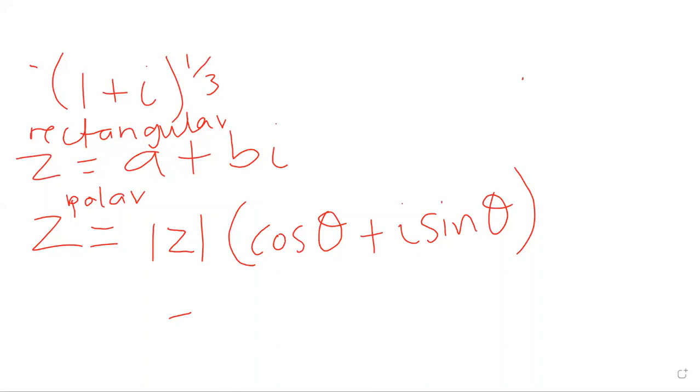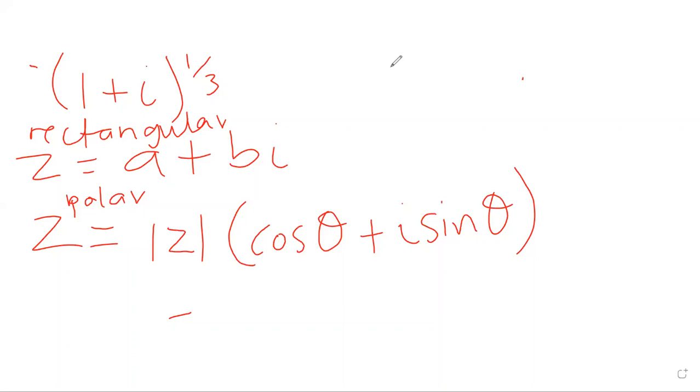I hope you can all hear me. Now for 1 plus i, our modulus was root 2, and the argument was 45 degrees, or pi on 4 radians.